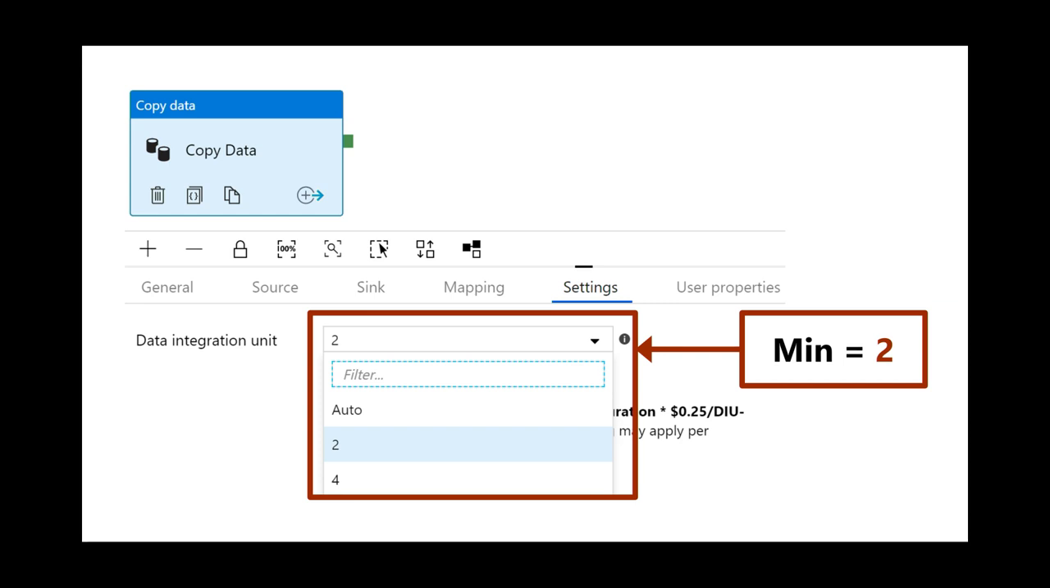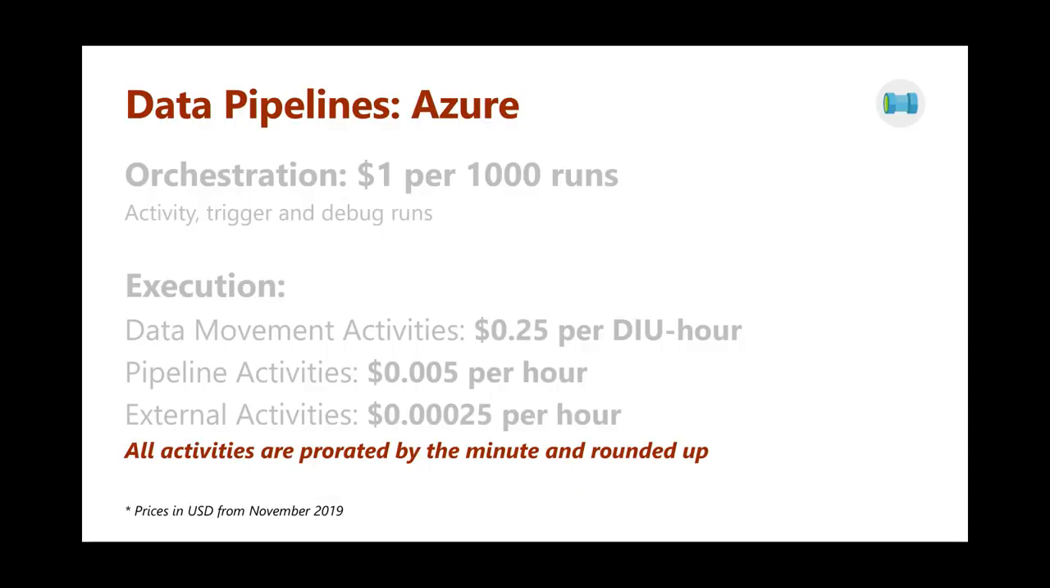So a little trick there just to make sure that you're keeping the cost as low as possible for your own solutions. And then we have this little bit here that has been slightly hidden in the documentation up until a couple of months ago. They've added more information about this in the frequently asked questions right now. But what it says is that all activities are prorated by the minute and rounded up.